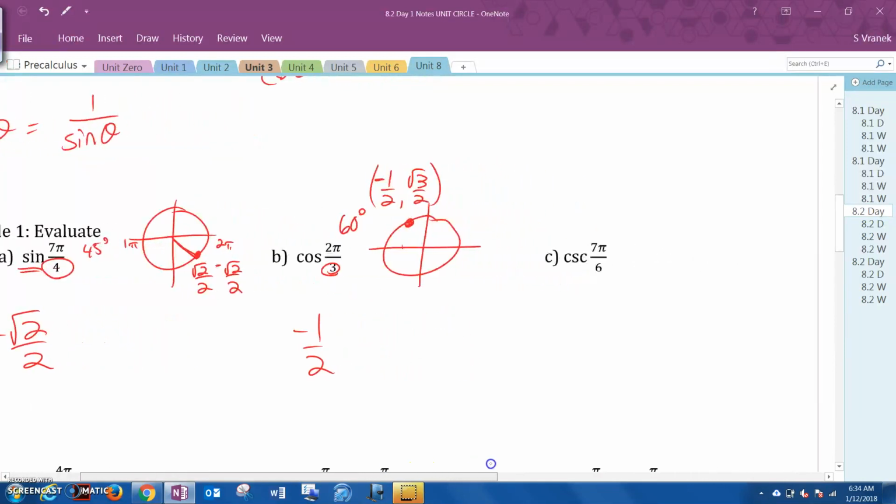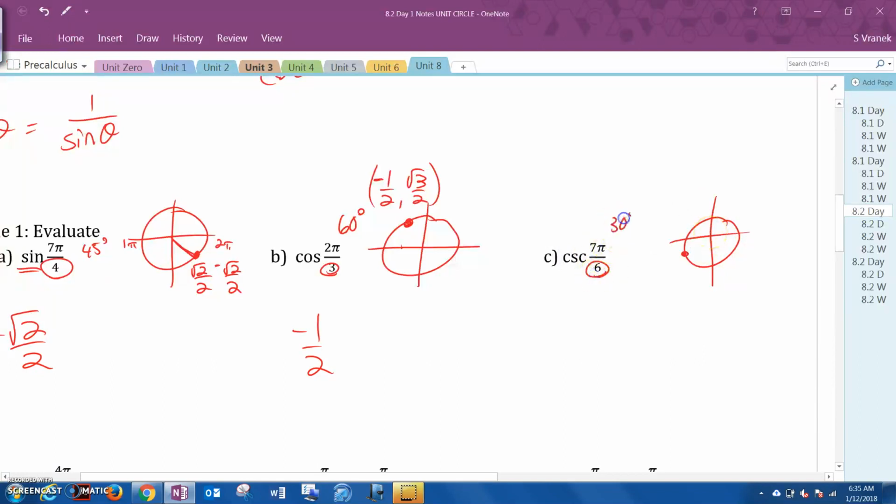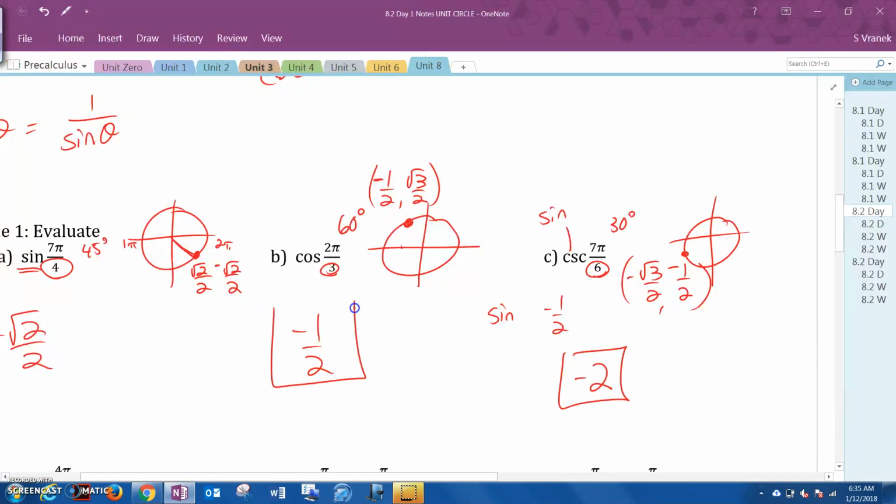Now, this one here, we have cosecant. Don't worry about the cosecant. Just do everything you normally do. 7/6 is a little bit more than 1. So it's over here. A pi over 6 is 30 degrees. 30 degrees means that the x is bigger, the y is shorter. We're in quadrant 3 though, so they're both negative. Now cosecant is the reciprocal of sine. So since sine is negative 1/2, cosecant, you just flip it. So my answer to the problem is actually negative 2.